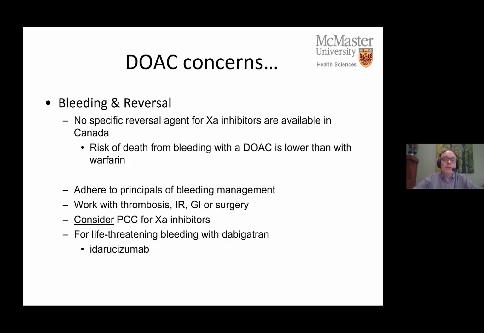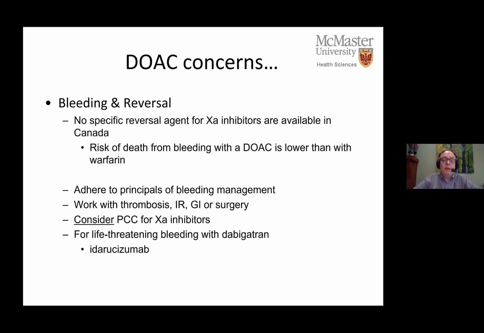So DOAC concerns, what are we concerned about with the direct oral anticoagulants? First of all, there's no specific reversal agent for the 10A inhibitors in Canada, but the risk of death from bleeding with DOACs in the absence of a reversal agent is lower than warfarin, where we have 2 effective reversal agents. If a person bleeds, adhere to the principles of bleeding management, work with thrombosis, IR, GI, or surgery to figure out what to do next.